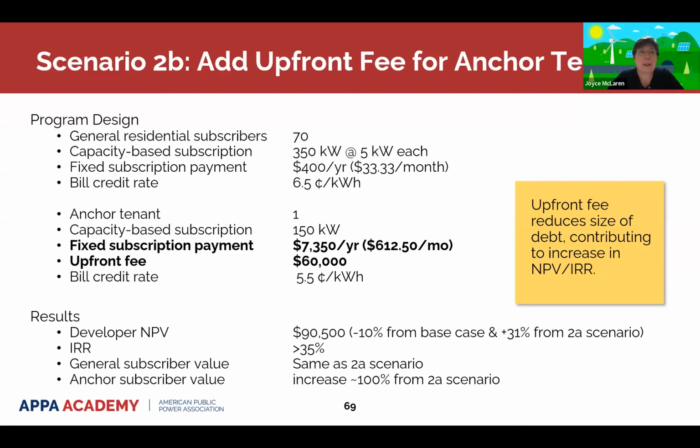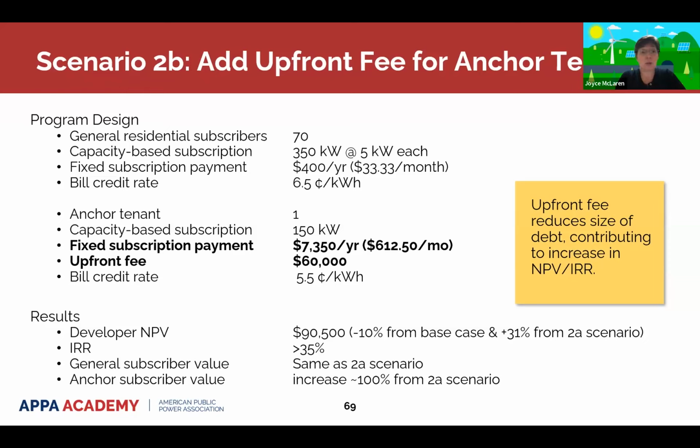Can I jump in with one comment? Yeah. On the scenario 2A and B? We've assumed here that the anchor tenant is paying a lower subscription rate than the residential subscriber. That assumption is just based on the fact that large commercial customers generally have a lower electricity rate per kilowatt hour. And so they're probably going to want a lower subscription rate so that they're saving money.